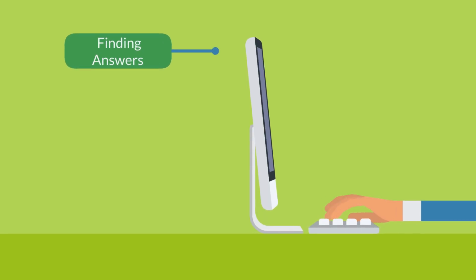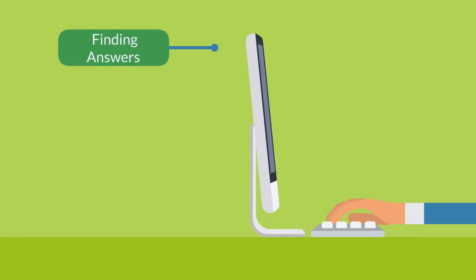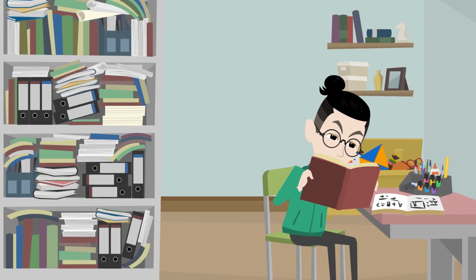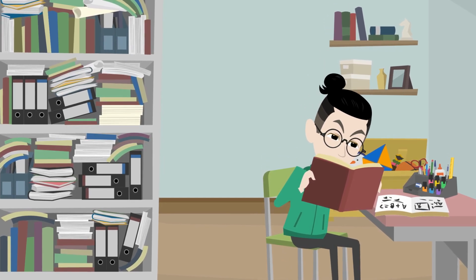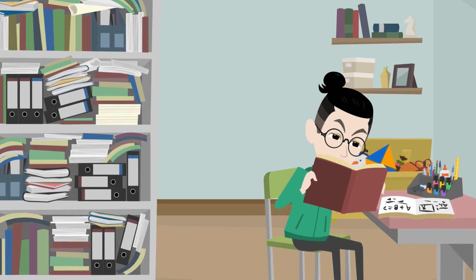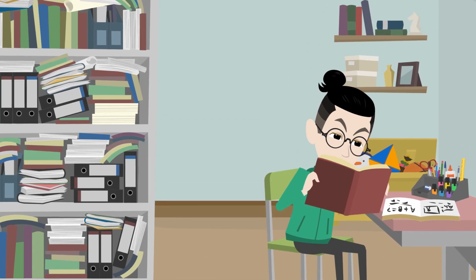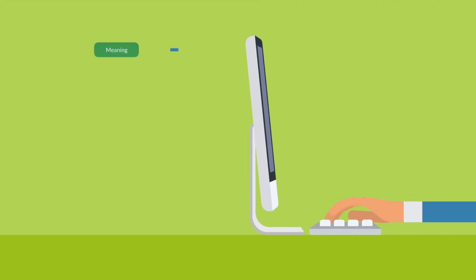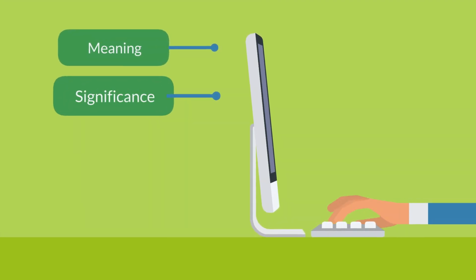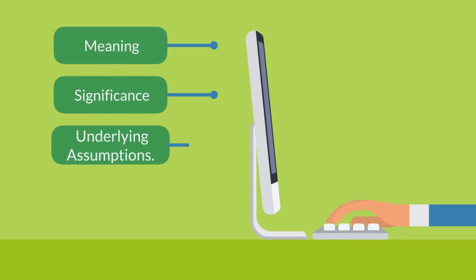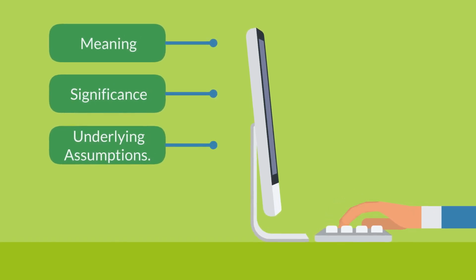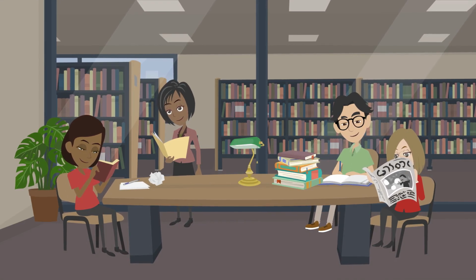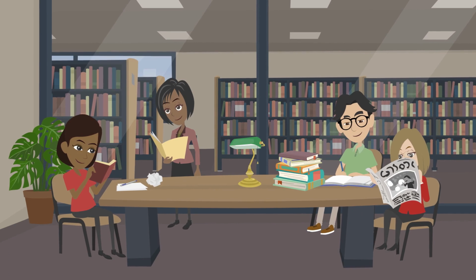Scanning is useful for finding answers to specific questions or for locating key facts or figures. The third activity is close reading, which involves reading a text carefully and critically, paying attention to details such as word choice, structure, and tone. Close reading is useful for analyzing the meaning and significance of a text, as well as for identifying any underlying biases or assumptions. Finally, it's important to practice reading a wide range of texts, including academic articles, news reports, and literary works.